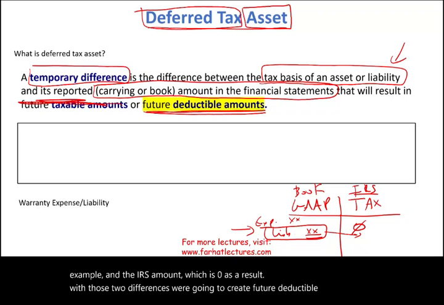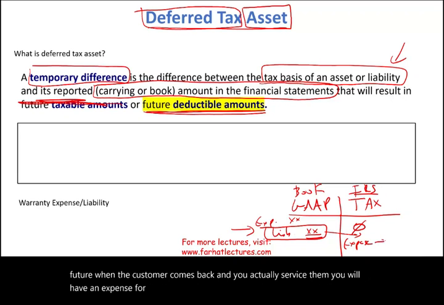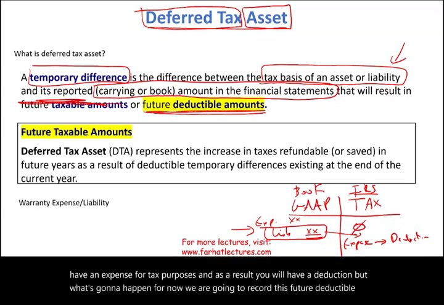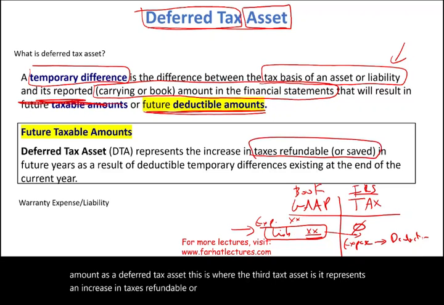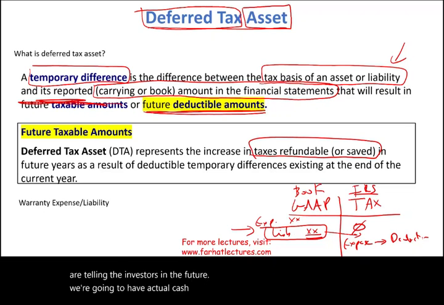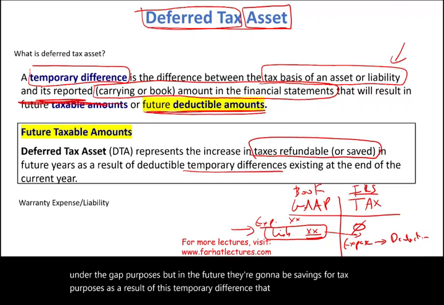In the future, when the customer comes back and you actually service them, you will have an expense for tax purposes, and as a result, you will have a deduction. But for now, we are going to record this future deductible amount as a deferred tax asset. This is what a deferred tax asset is. It represents an increase in taxes refundable or saved. So in the future, what we are telling the investors is that we're going to have actual cash expenses, which we're accounting for now under GAAP, but in the future, there are going to be savings for tax purposes as a result of this temporary difference that exists at the end of the current year.